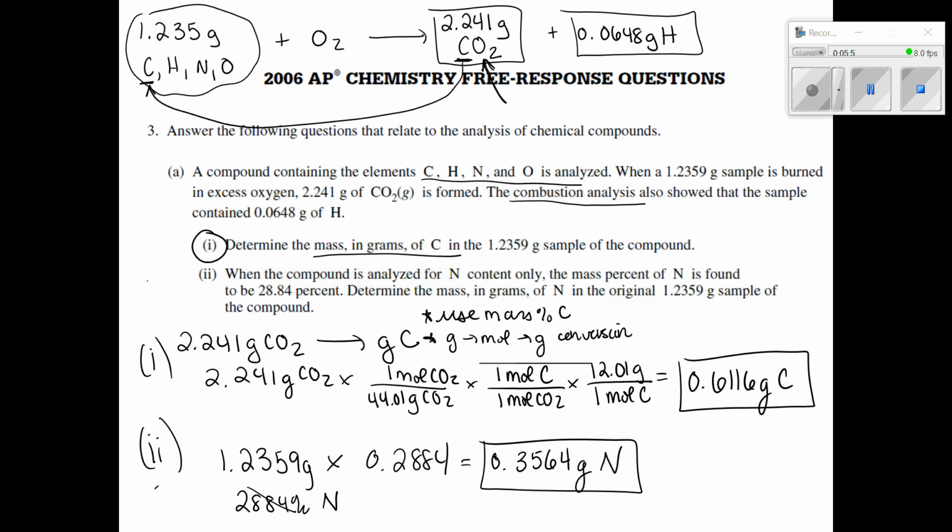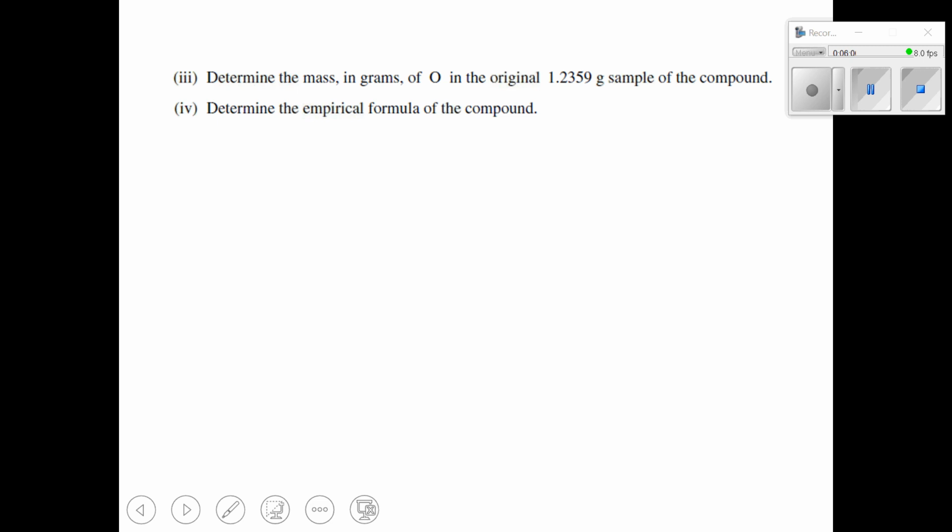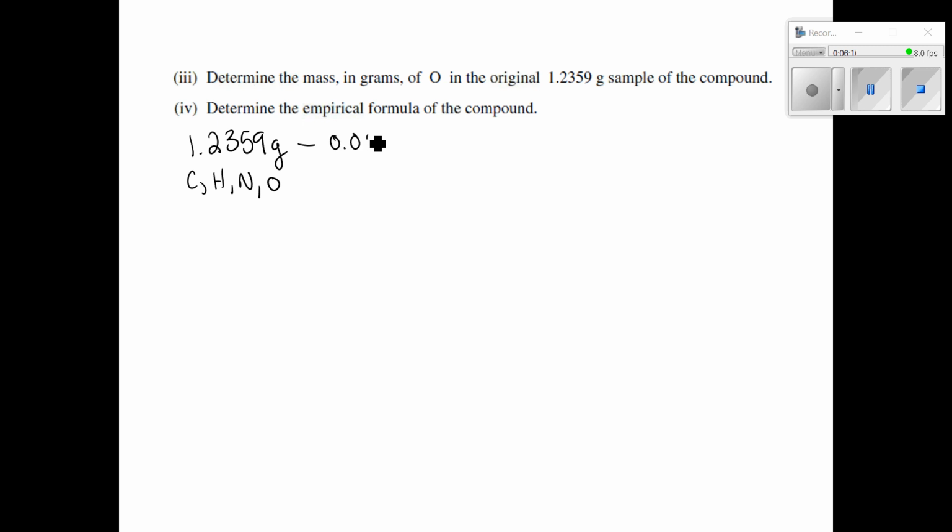So if you think about what we know so far, let's summarize it over here. We know that we have a sample that weighs 1.2359 grams. And that sample contains the elements carbon, hydrogen, nitrogen, and oxygen. The problem tells us that 0.0648 grams of that sample is hydrogen. And we calculated in I that 0.6116 grams of it was carbon. And then we calculated in double I that 0.3564 grams of that was nitrogen.